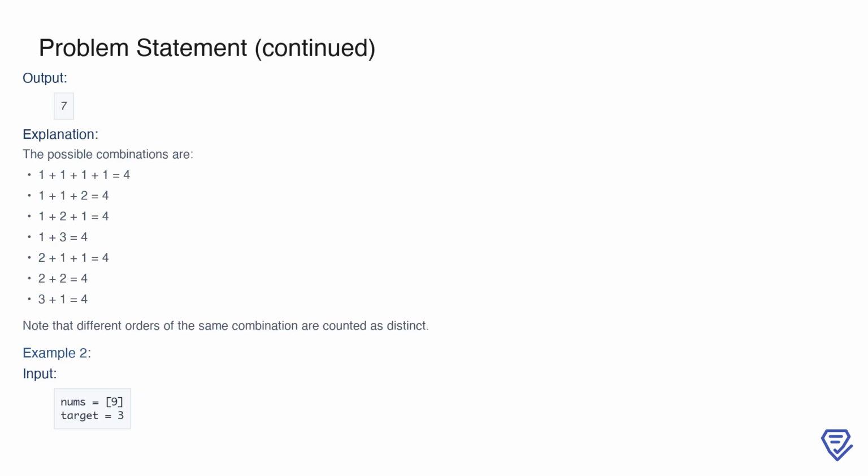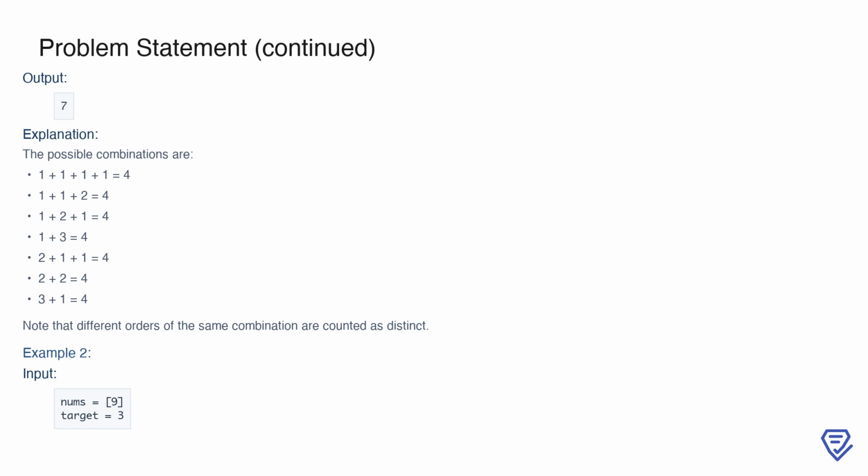For example, if nums is 1, 2, 3, and the target is 4, the output would be 7. Here's why: the valid combinations are 1 plus 1 plus 1 plus 1, 1 plus 1 plus 2, 1 plus 2 plus 1, 1 plus 3, 2 plus 1 plus 1, 2 plus 2, and 3 plus 1. Notice that the order of the numbers matters, so 1, 2, 1 is different from 1, 1, 2. This is why all these combinations are counted as distinct.